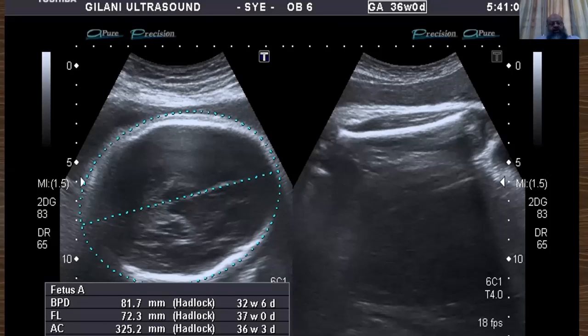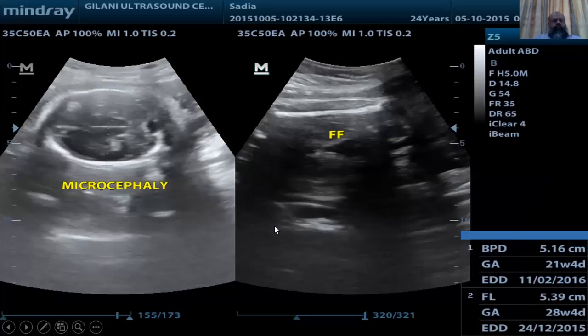Here you can see the abdominal circumference is 36 weeks, femur length says 37 weeks, BPD is 32 weeks. So more than 3 weeks difference. Again, head circumference is being measured, but it is not in these measurements. So this was a microcephaly.